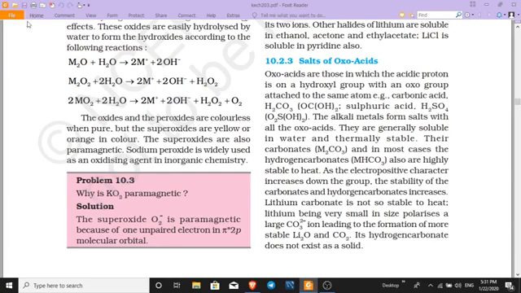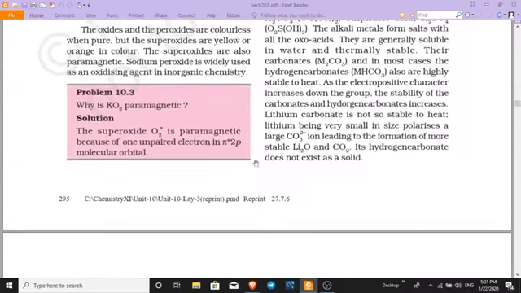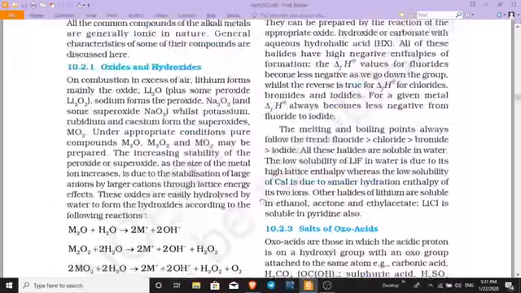Now, what is paramagnetic? If you have forgotten, it has partially filled orbitals, so it is paramagnetic. And what does paramagnetic mean? It means it is affected by a magnet, attracted towards a magnet, not as strongly as iron but somewhat. Sodium peroxide is widely used as an oxidizing agent in inorganic chemistry. Now here is a problem given, you can see that.